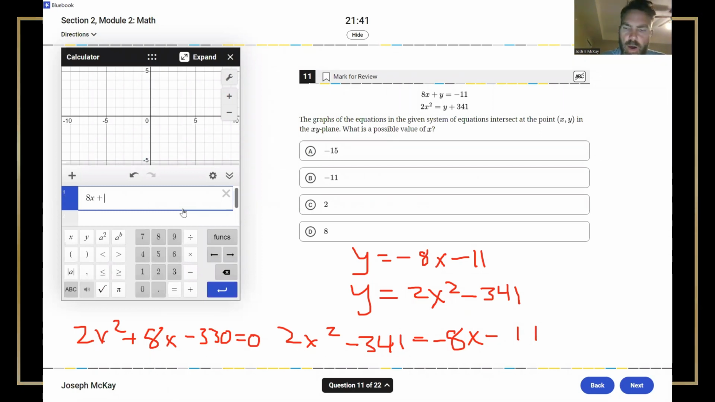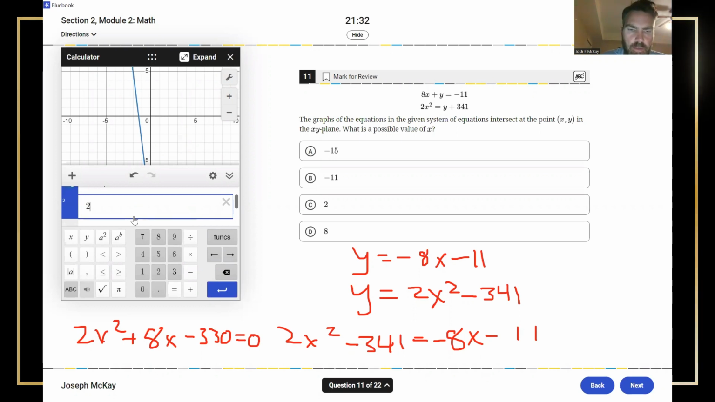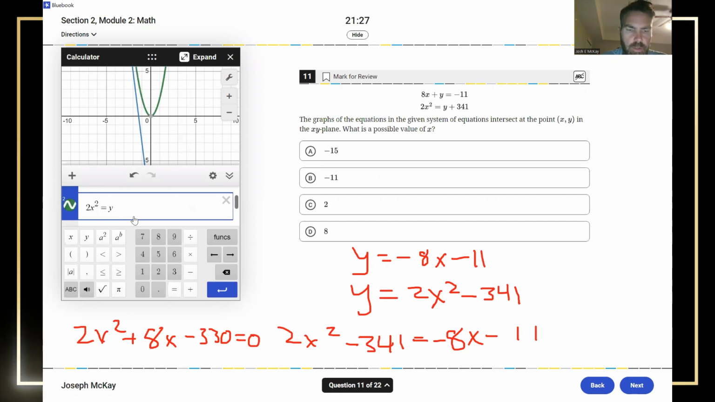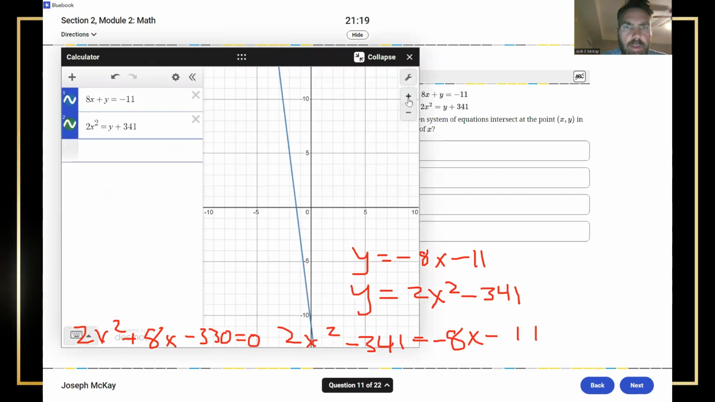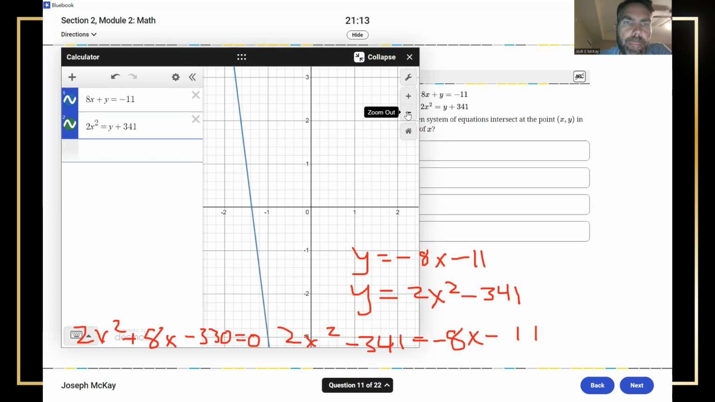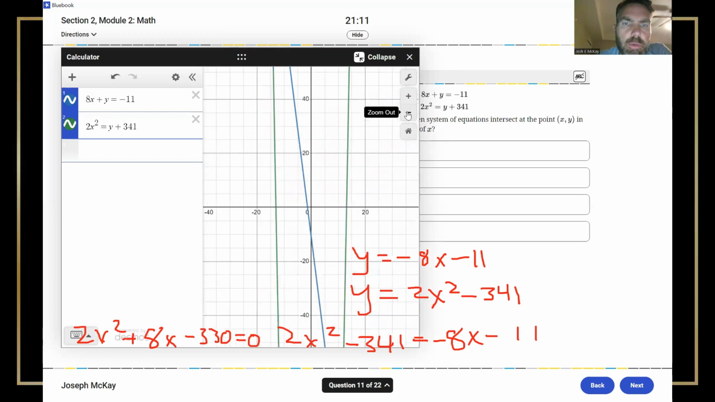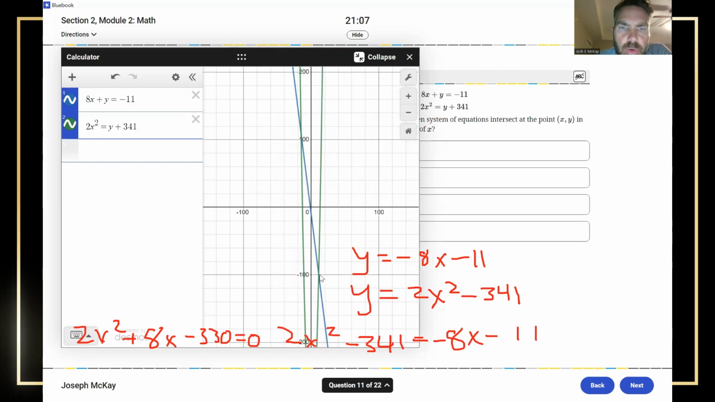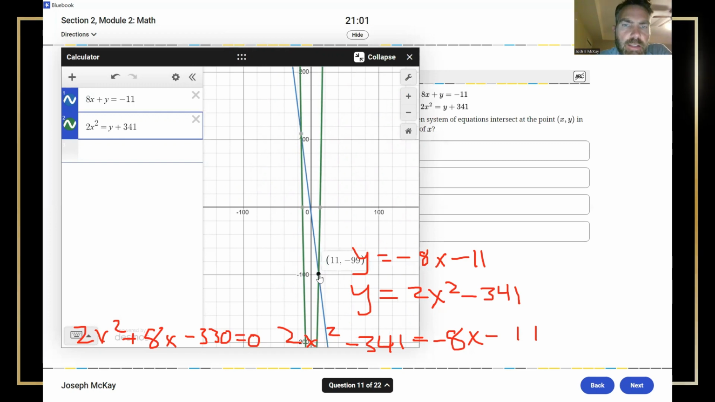8x plus y equals minus 11 and 2x squared equals y plus 341. Okay, now let's make this bigger and let's zoom way out and see if we can see where these two cross, because that, oh, I'm zooming in. Zoom out till you see where these cross. System of equations. So here would be one solution, and it looks like x is 11 at this point.